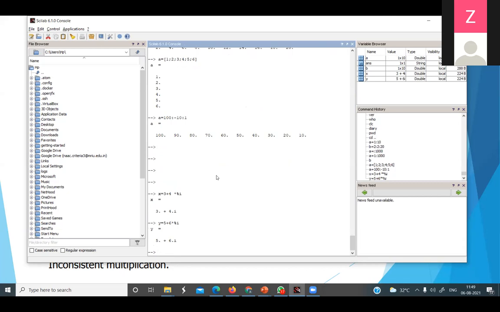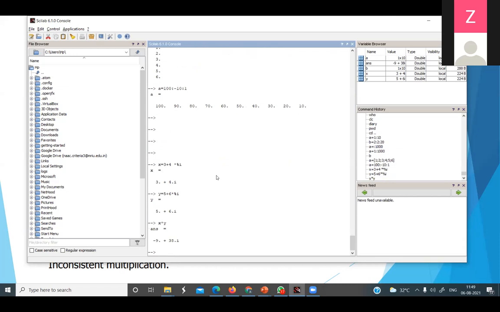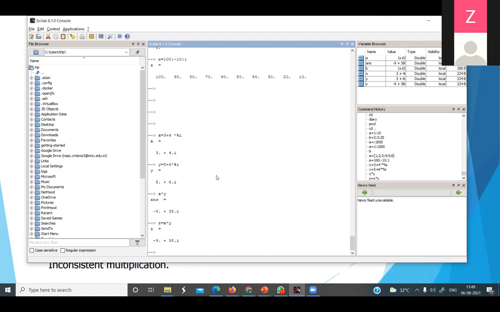Now, if I want to multiply both the complex numbers x and y, it's simple. X into y, I can assign it to a third variable. So z contains the multiplication. Then I can divide two numbers, add two numbers, x plus y. So in case of addition, 3 plus 5 is 8, and 4 plus 6 is 10 iota. Subtraction can be done. So basically all the arithmetic operations can be performed. One complex number can be divided by another. This facility is generally not available in most of the other platforms.